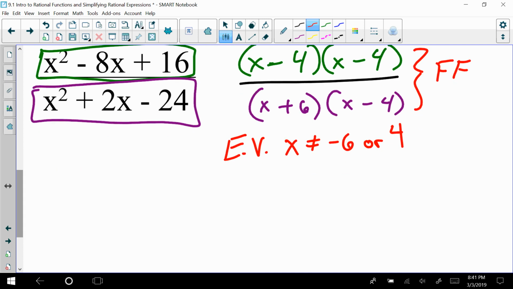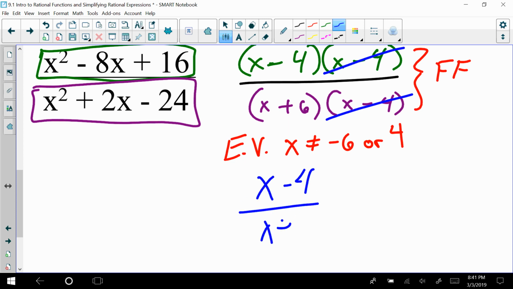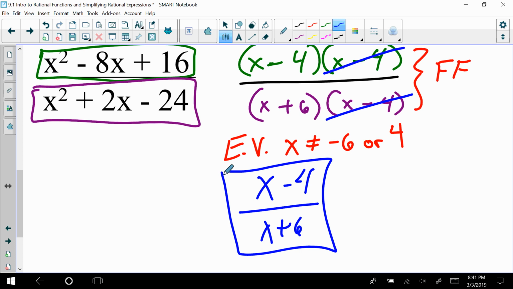Okay, well, now moving on. I'm looking at it. These go away. I got x minus 4 over x plus 6. This is my final answer, and these are my excluded values.